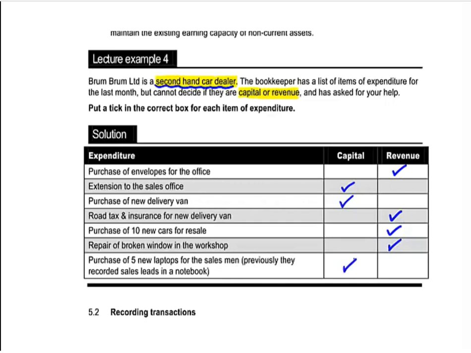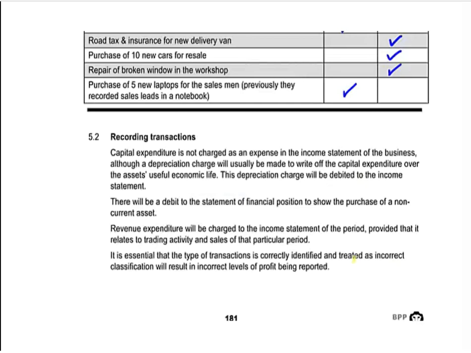be capital expenditure. So the capital expenditure then will not be charged as an expense in the income statement of the business. However, the expense will be the depreciation charge, which is used to match the benefits with the expenditure. And as I'm sure you know, depreciation is an expense, so it's debited to the income statement.